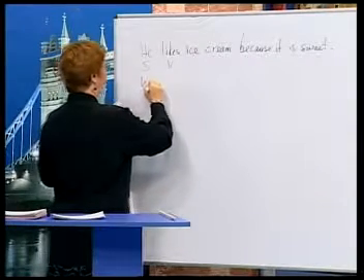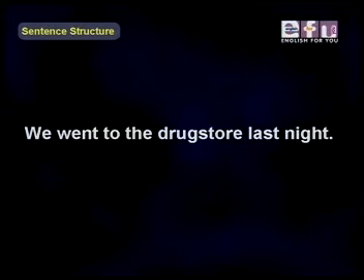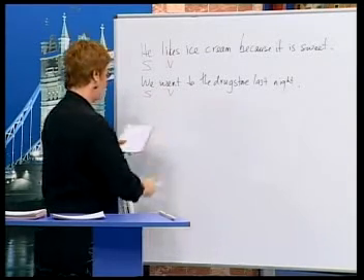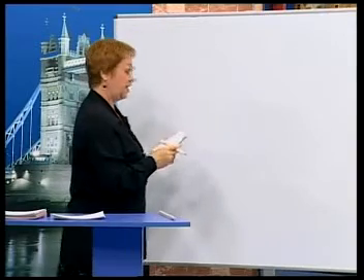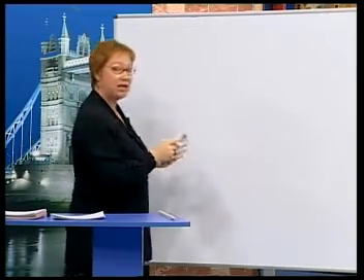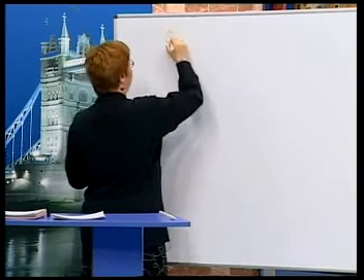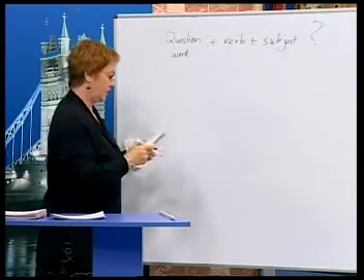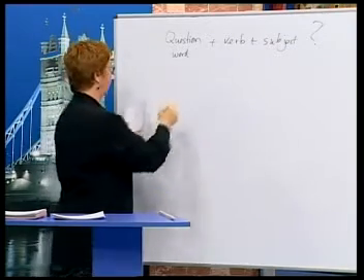Here's another one. We went to the drugstore last night. In this one, the subject is we and the verb is went. Now let's look at questions with question words. The question word comes first and then the verb. So here is what the structure would look like. The question word plus the verb plus the subject plus the question mark. Okay, so this is what it's going to look like. Now, let's look at some examples.